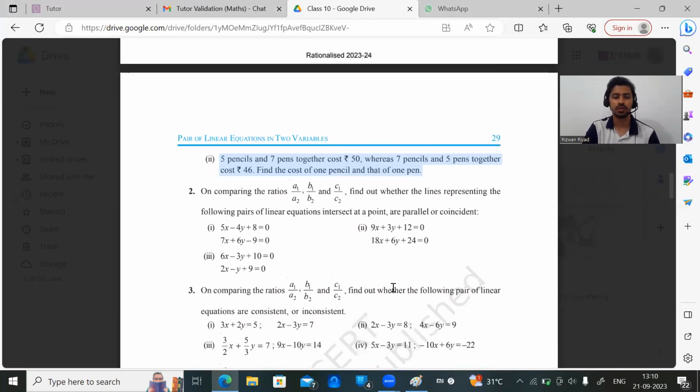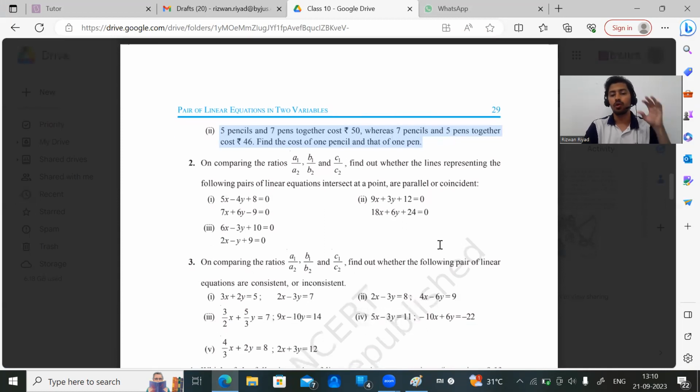Yes, so this is the method of solving a pair of linear equations in two variables graphically. First, if you have word problems, you have to construct equations. Then draw graphs for each equation, then solve it.